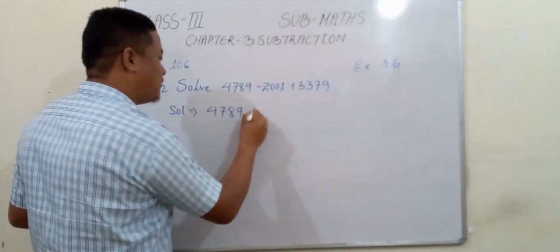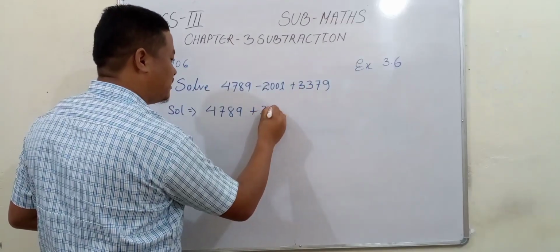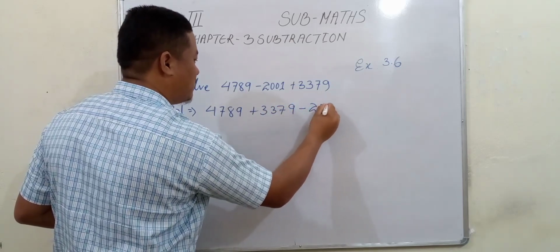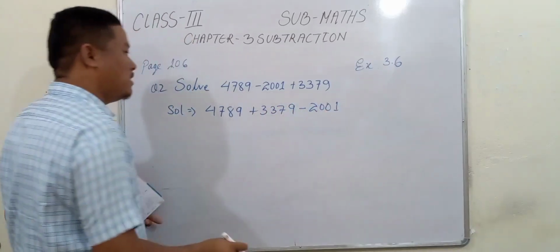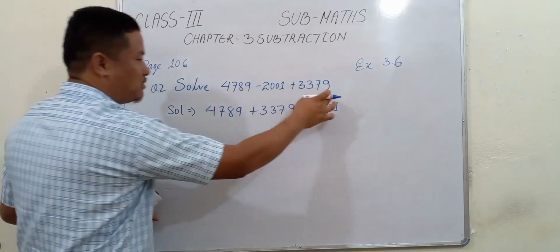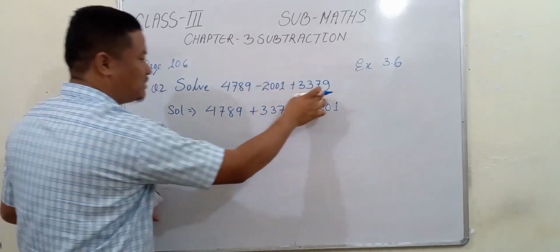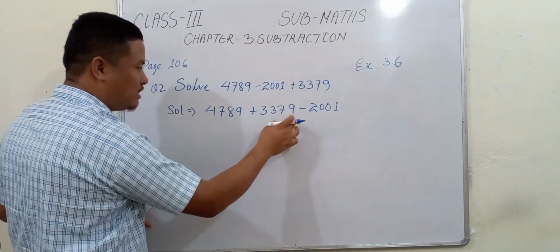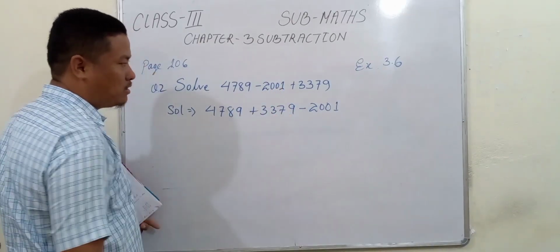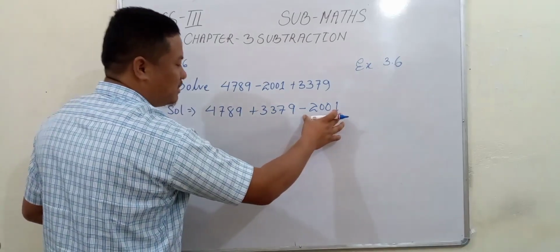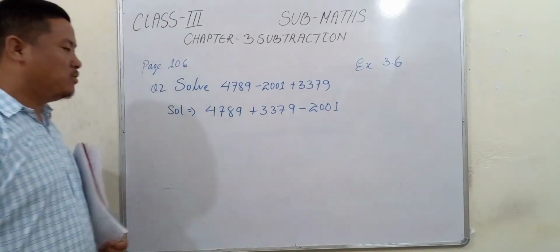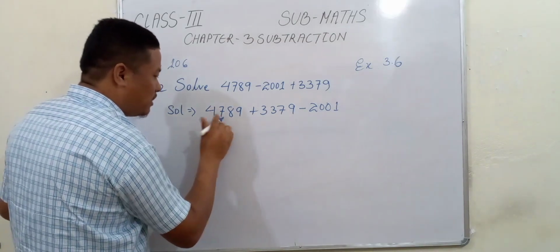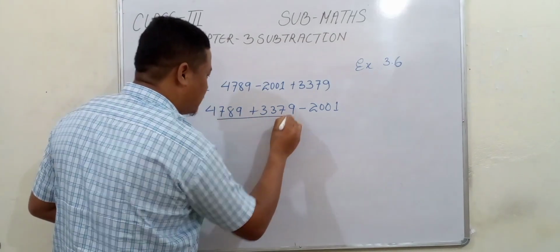4789 plus 3379 minus 2001. Look, these two numbers are positive numbers. So I have written on one side, and this 2001 is negative number on one side. So now we can solve this one easily. Now what we'll do? We'll add these two numbers.